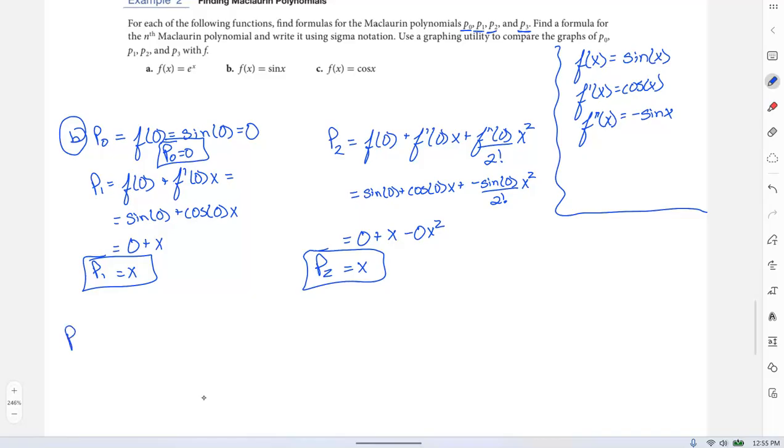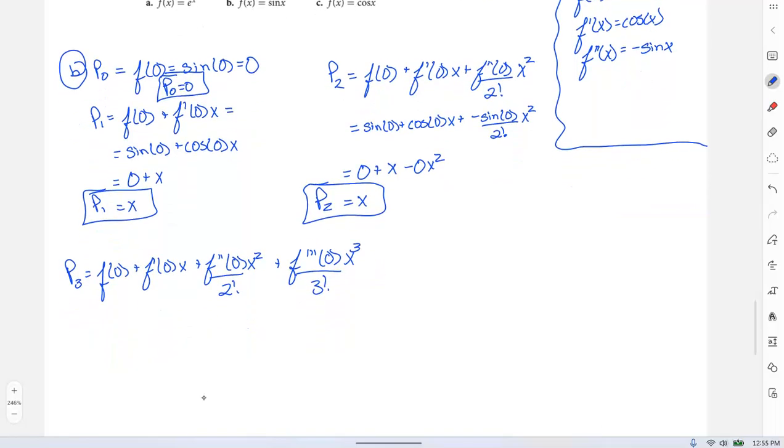So let's find P3. P3 is going to be f of 0 plus f prime of 0 times x plus f double prime of 0 times x squared over 2 factorial plus f triple prime of 0 times x cubed over 3 factorial. So we need the third derivative. The derivative of negative sine is going to be negative cosine. So we're plugging 0 in.